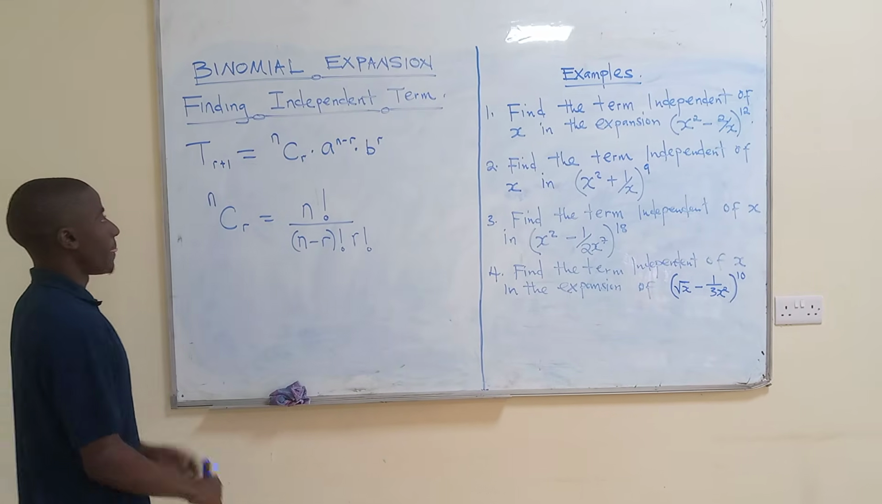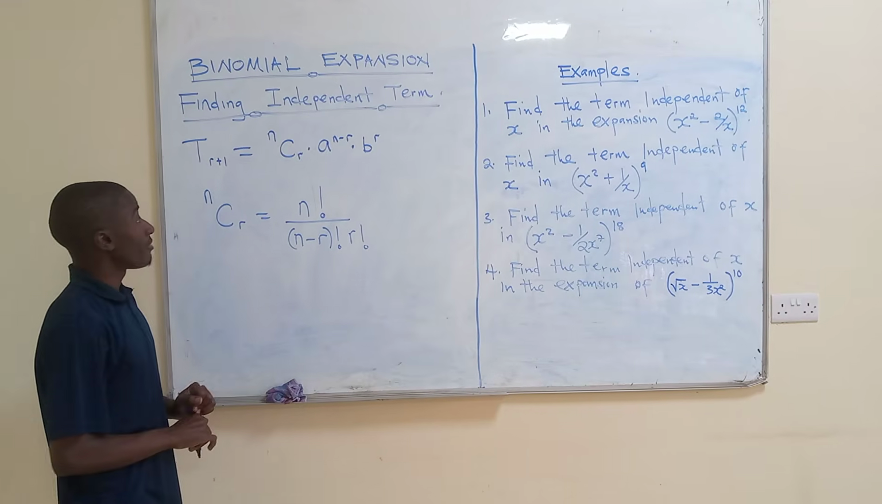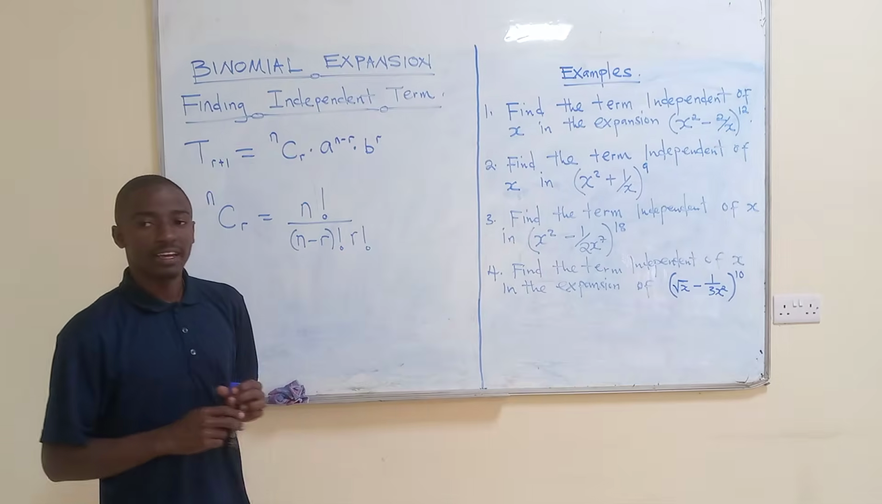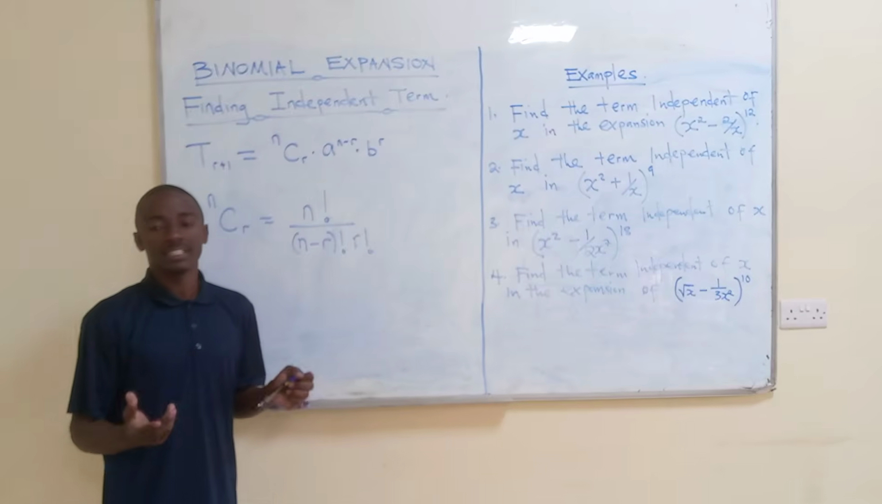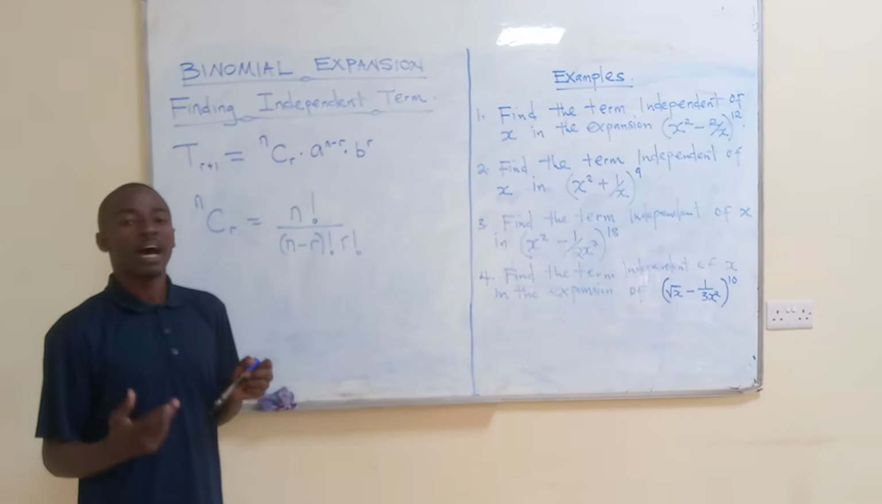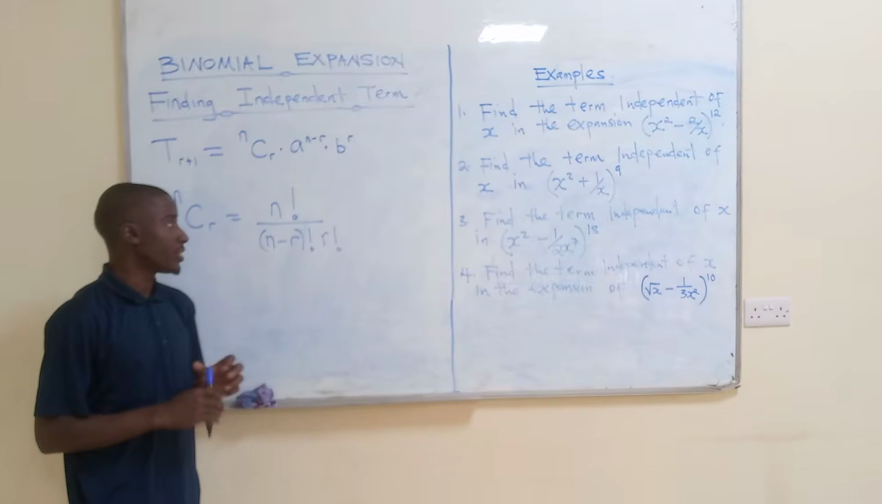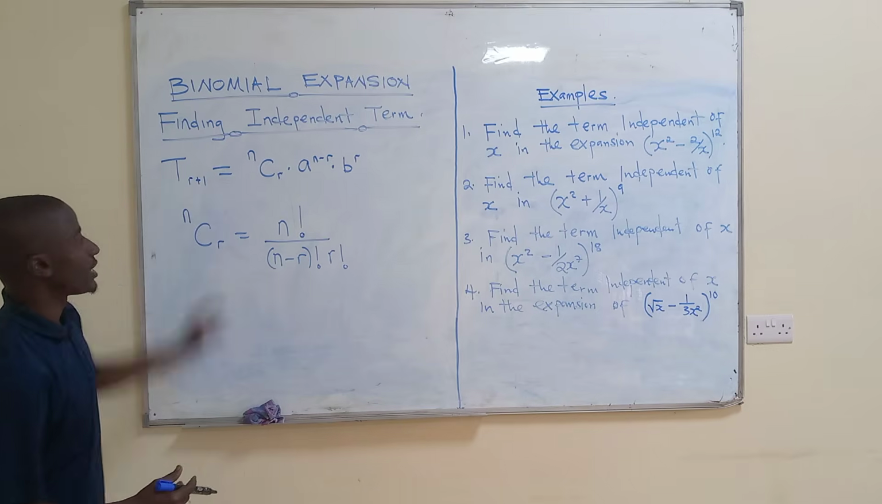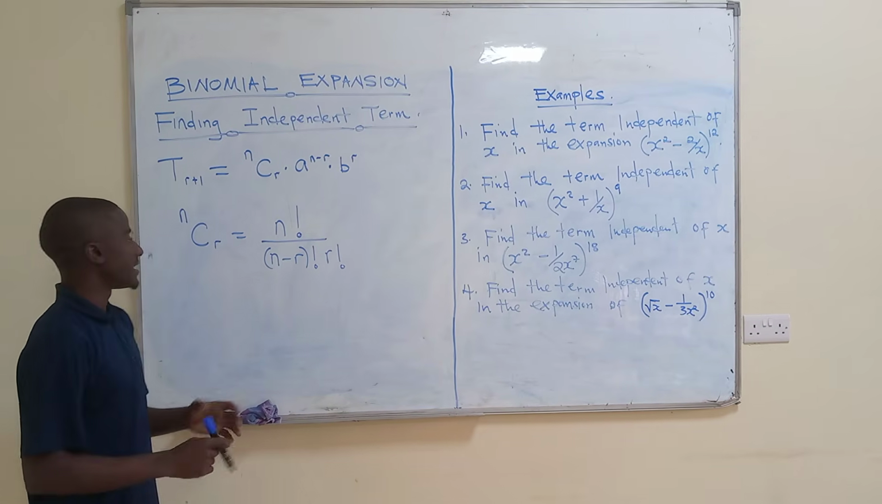Now, when you are finding the independent term, the first thing that you have to do is find the value of r. After finding the value of r, it's going to assist you to find the independent term that you have been asked to find.